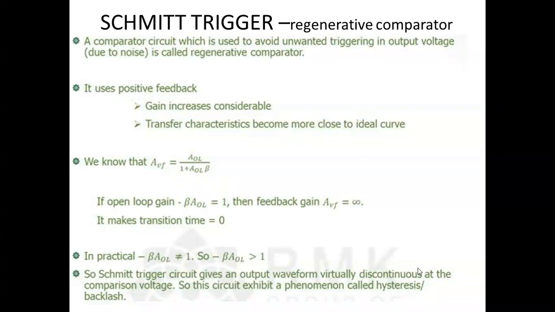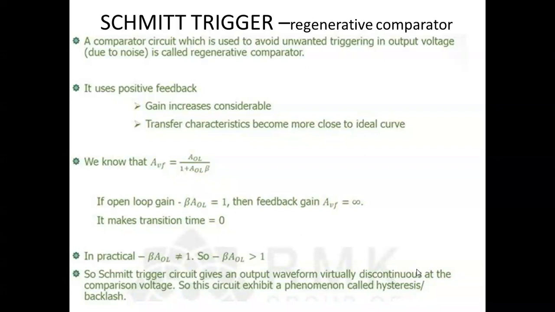From the earlier videos we have seen that an op amp can be used as an inverting or non-inverting amplifier, and as a comparator. One of the major applications of the op amp is the comparator. A comparator compares the two inputs, inverting and non-inverting, and gives the output. By using the comparator operation we are going to make the Schmitt trigger, where the comparator circuit is used to avoid unwanted triggering in the output voltage. We can also call it a regenerative comparator.